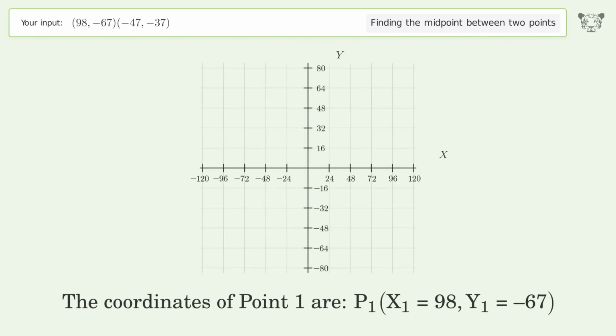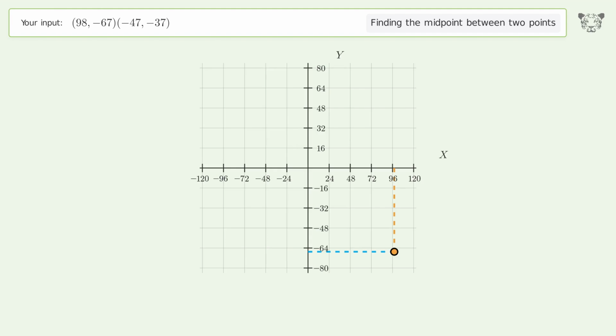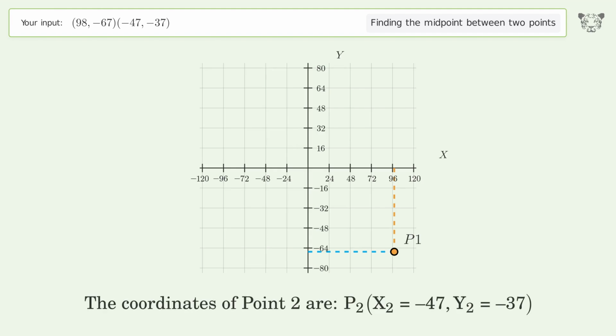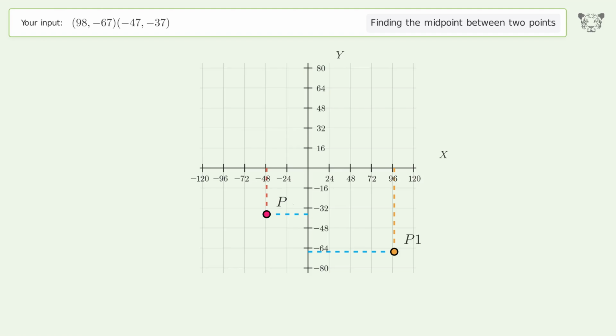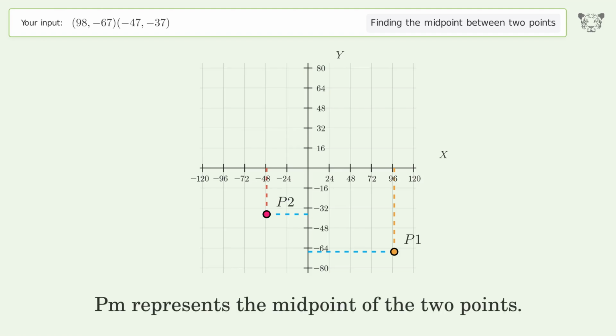The coordinates of point 1 are, x1 equals 98, y1 equals -67. The coordinates of point 2 are, x2 equals -47, y2 equals -37. PM represents the midpoint of the 2 points.